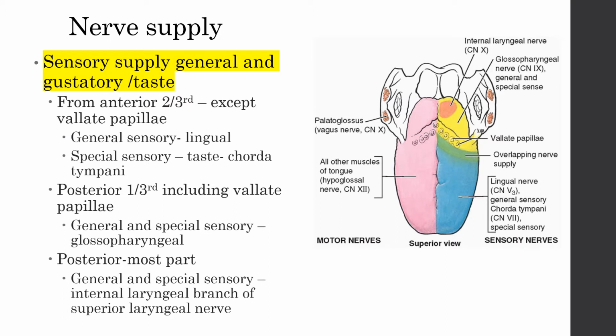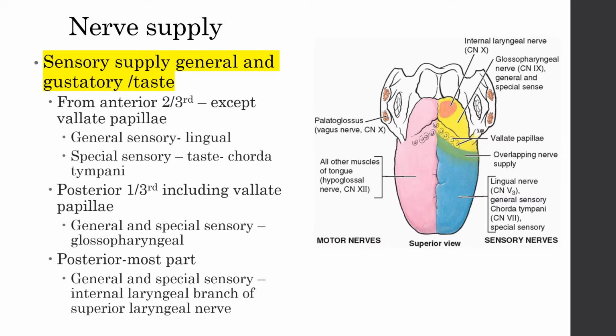The sensory supply, in that general and gustatory or taste sensations. Now tongue is divided into anterior 2/3, posterior 1/3 and posterior most part. From the anterior 2/3, general senses are carried through the lingual nerve, whereas the special senses are carried through the chorda tympani nerve. Now this anterior 2/3 is except the vallate papillae, and the posterior 1/3 including the circumvallate papillae. The sensations, both general as well as special, are carried via the glossopharyngeal nerve.